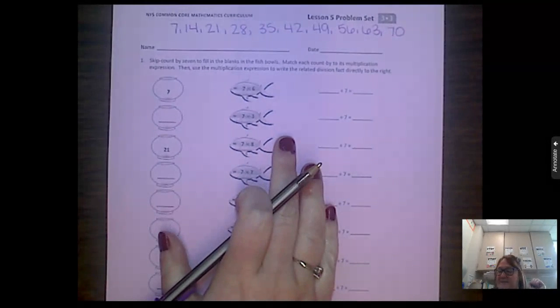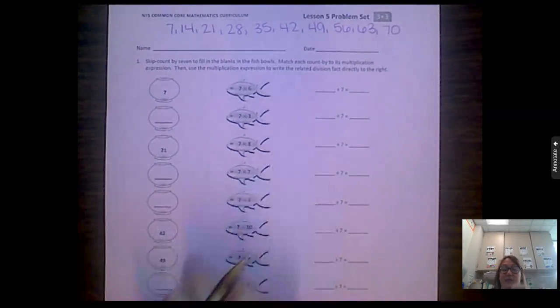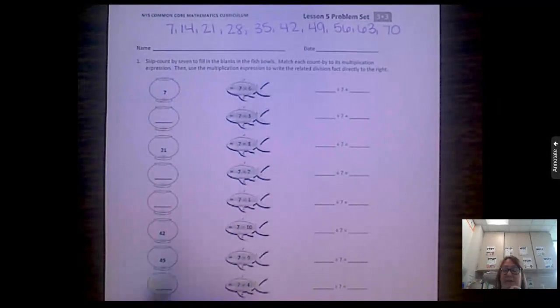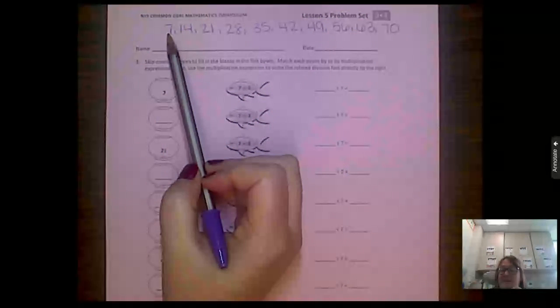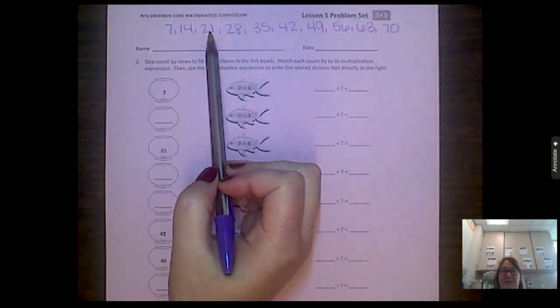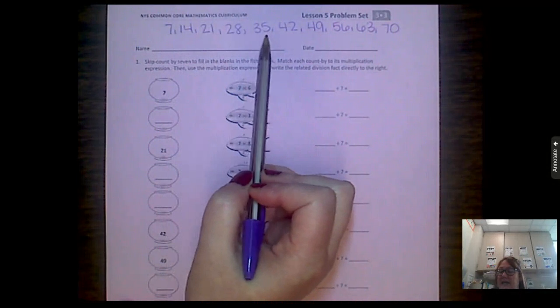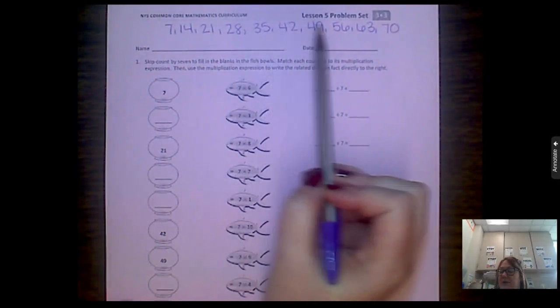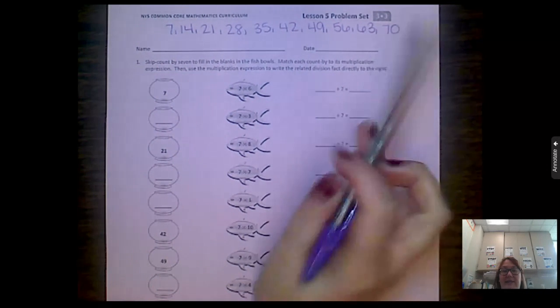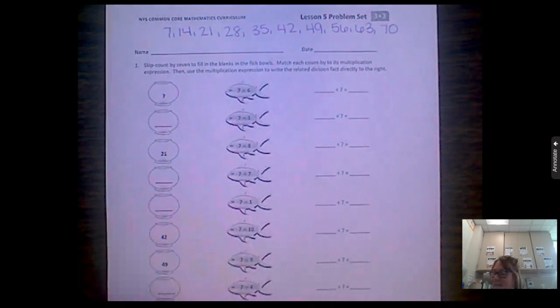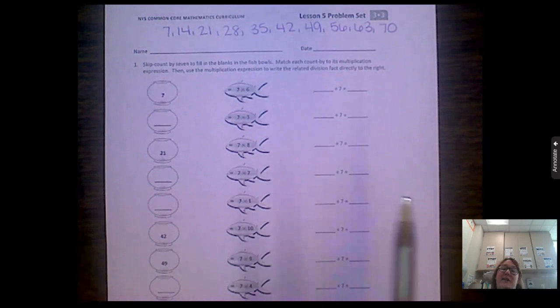I love that rhythm. Okay, ready? Let's do this. Once you have that, if you need to pause it to finish up your skip counting, your count by, then let's do this kind of up to tempo. Ready? 7, 14, 21, 28, 35, 42, 49, 56, 63, 70. Okay. Good. And it goes up to 77, 84.